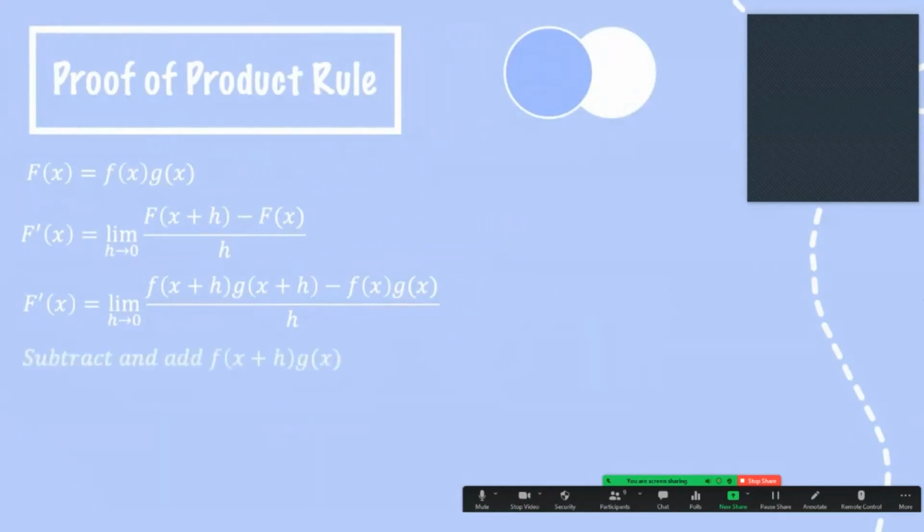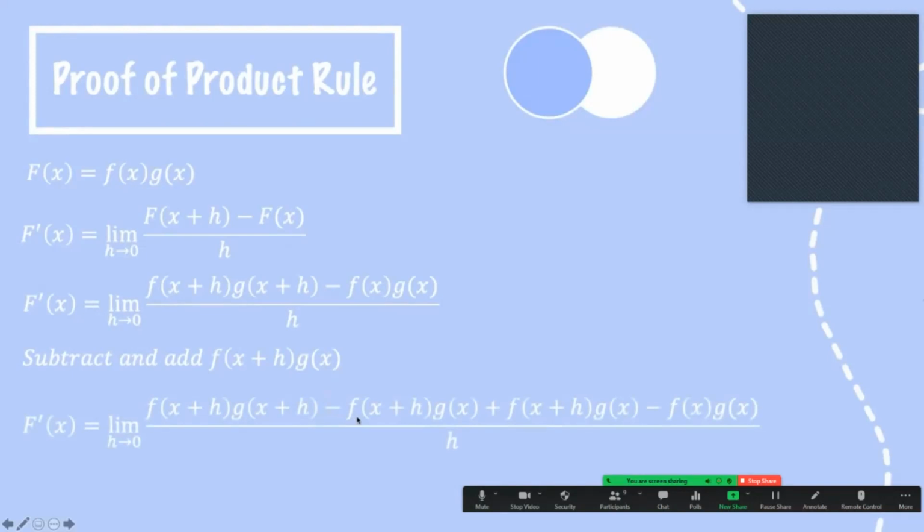Okay, now I'm going to subtract and add f of x plus h times g of x in the numerator. Now I'm only doing this because this will help me prove the product rule. So I'm going to substitute it in here. You can see the negative f of x plus h times g of x plus f of x plus h times g of x is there.